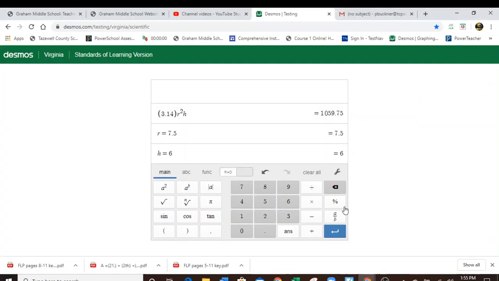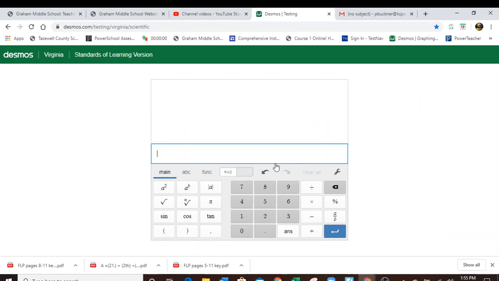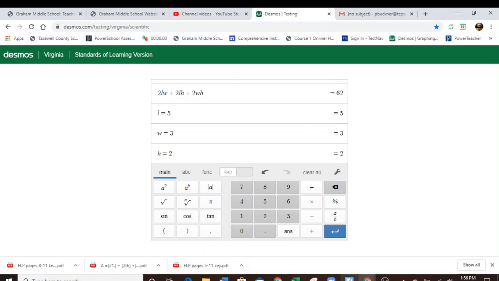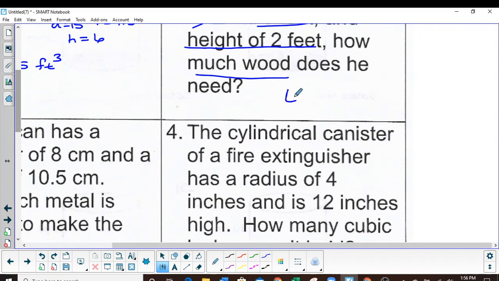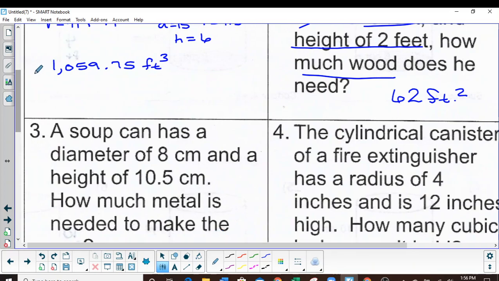Let's go to Desmos real quick. Bam, I'm going to clear all. 2LW plus 2LH plus 2WH. Enter. L equals 5. Enter. W equals 3. Enter. H equals 2. There it is. 62 feet squared. So how much does he need? Let me scroll down. 62 square feet or 62 feet squared, either way. Okay, number 3, soup can.